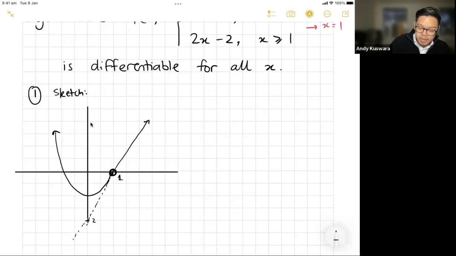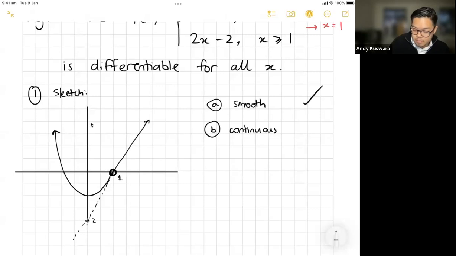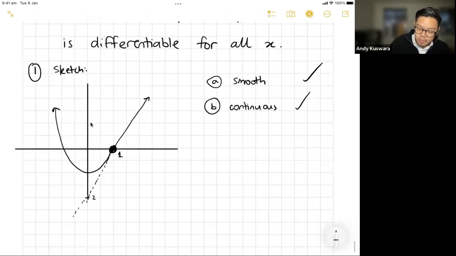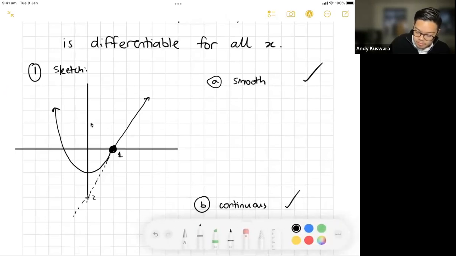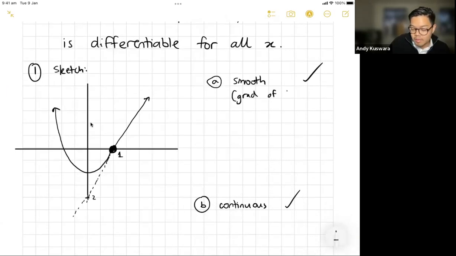First of all, we can see part A: is it smooth? Do we have any points? No. And then the second thing that we need to figure out is, is it continuous? And the answer is yes, because they meet at the same point. Now, another way that we can check whether something is smooth is to find the gradient of the tangent. Let's take a look at the gradient of the tangent.